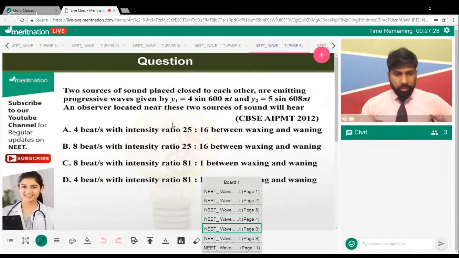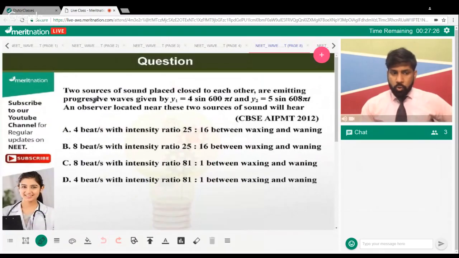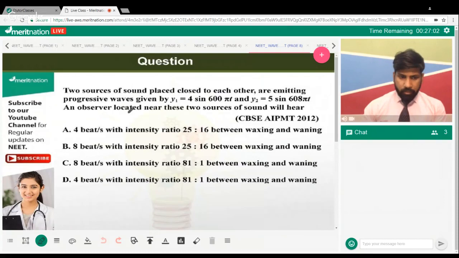Now this one is our second last question. Guys, you can try, I'm giving you a hint. Two sources of sound placed close to each other are emitting progressive waves given by y1 and y2. The equations are given here, and basically we need to find the beats and the ratio of the intensity. We have to find the number of beats, and the intensity. How can we do that? Let us discuss this question.